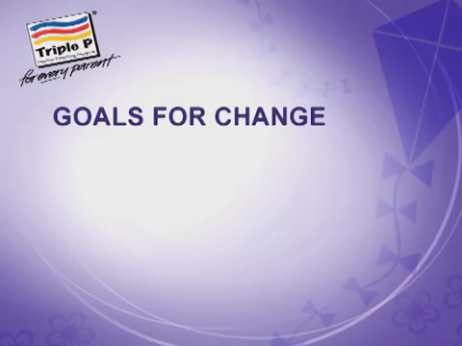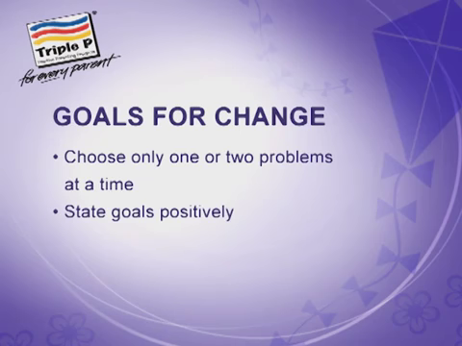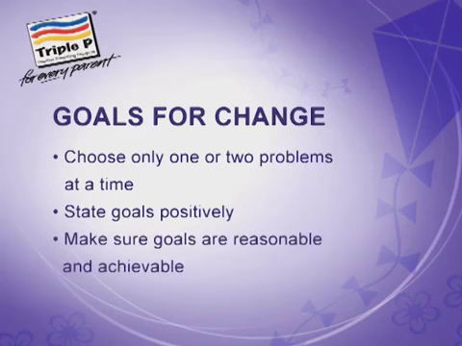Now that you've looked at possible causes of behaviour problems, it's time to think about goals for change in both your own and your child's behaviour. Choose only one or two problems to work on at any one time. State goals positively so that they'll tell you what you want your child to do. For example, if your child runs away during shopping trips, set a goal for your child to walk with you in the shops. Make sure that your goals are reasonable and achievable.